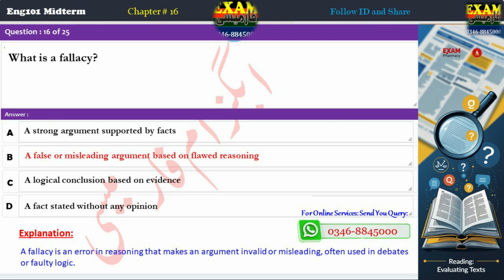Explanation. A fallacy is an error in reasoning that makes an argument invalid or misleading, often used in debates or faulty logic.